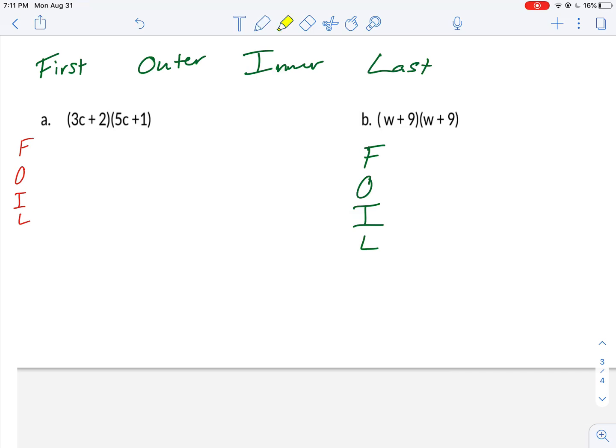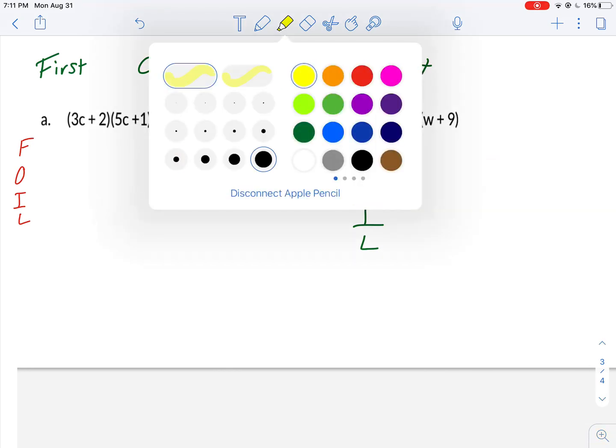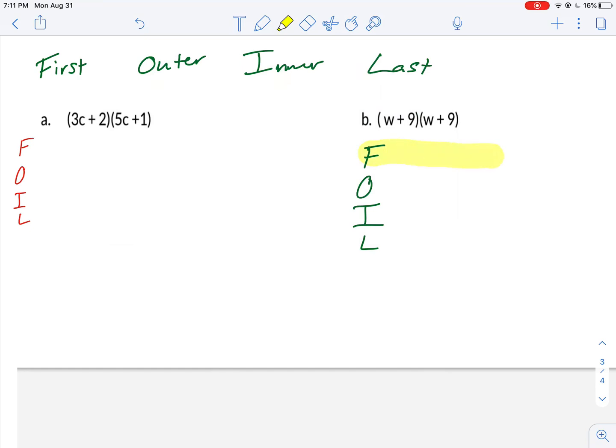going to take, let's just do letter B first. We're going to take our first product here. So we're going to multiply the first term in each binomial. So I've got W times W. All right, so W times W.